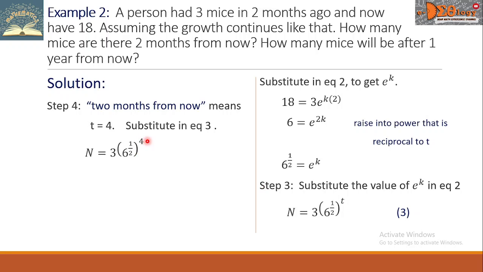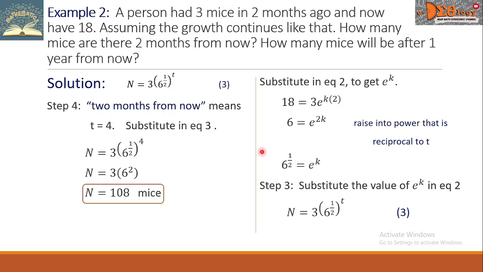This exponent 4, if we multiply by 1/2 and we simplify, becomes 2. So we have 6 squared here. We can use our calculator to simplify the value. 6 squared is 36 times 3 will be 108. And we say this is the number of mice. This is the answer for our first question.